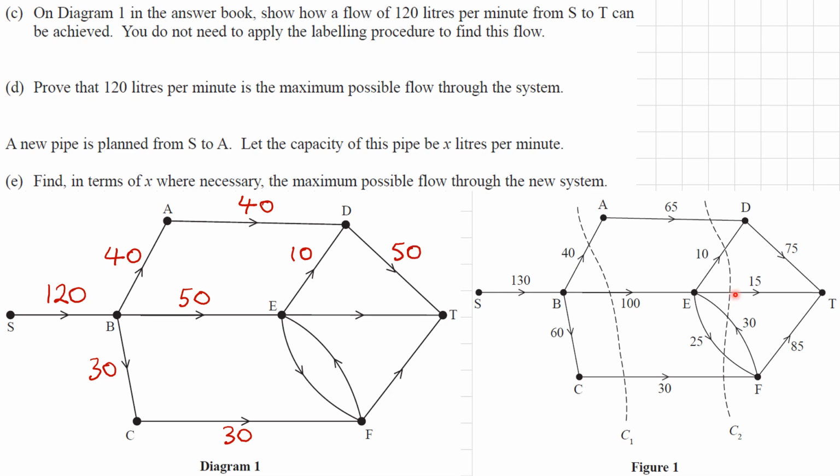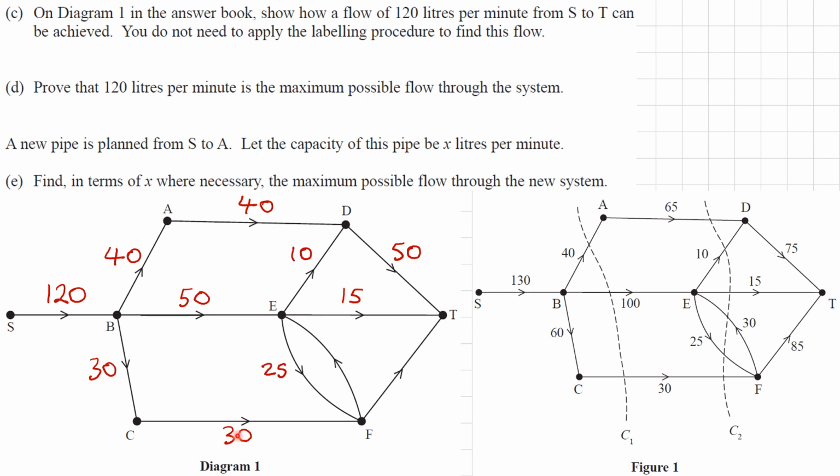That means that I also need to use the full capacity of ET and EF, the 25 and the 15, so that I get the full flow of 50 out from E. So 15 here and 25 here.